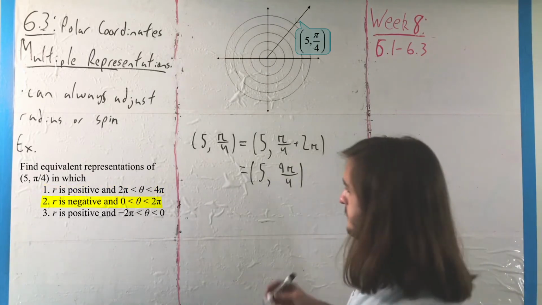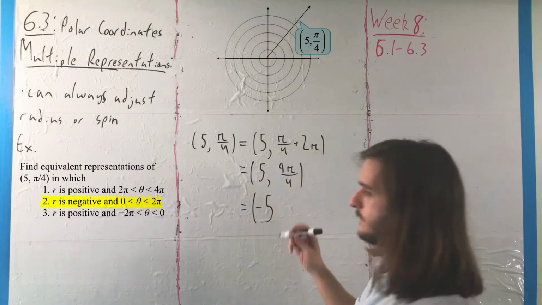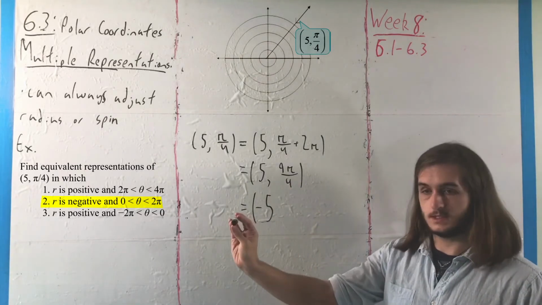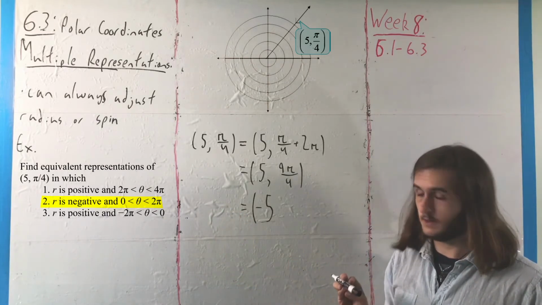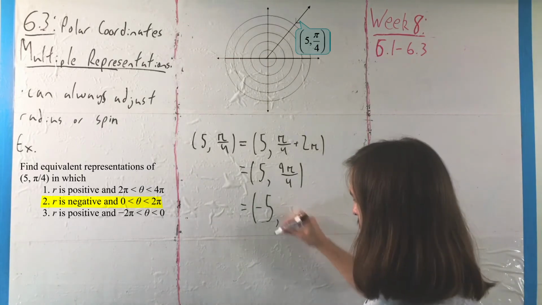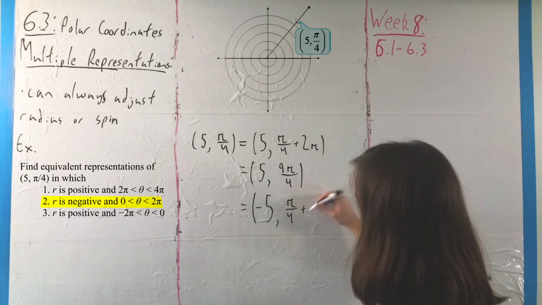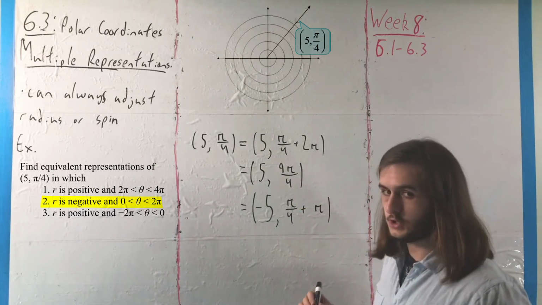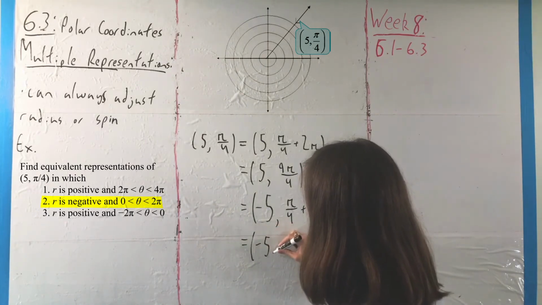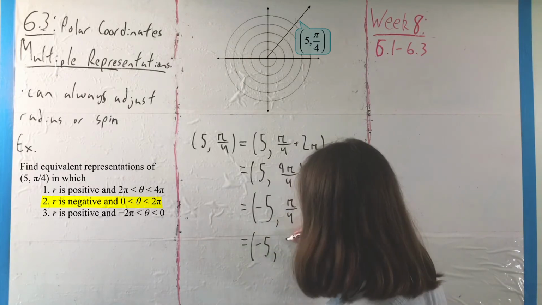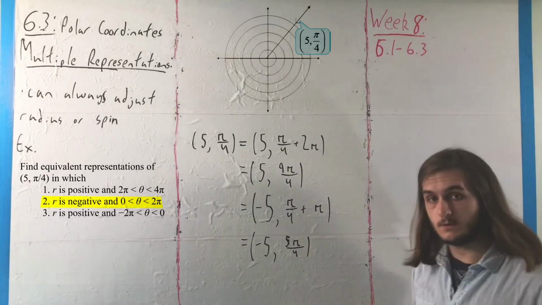Alternatively, for our second case, we can instead take our point and flip the radius over to the negative side, but then bring our rotation back around to where we want to be by having our value pi over 4 and adding to it another half rotation, pi, which would land us at the point negative 5, pi over 4, which is actually the same as where we started.